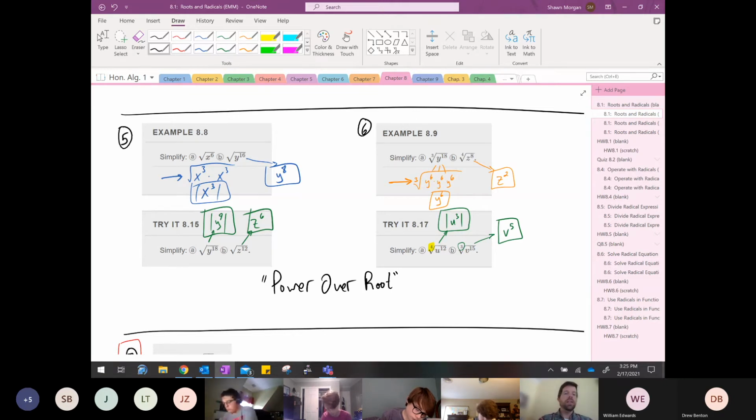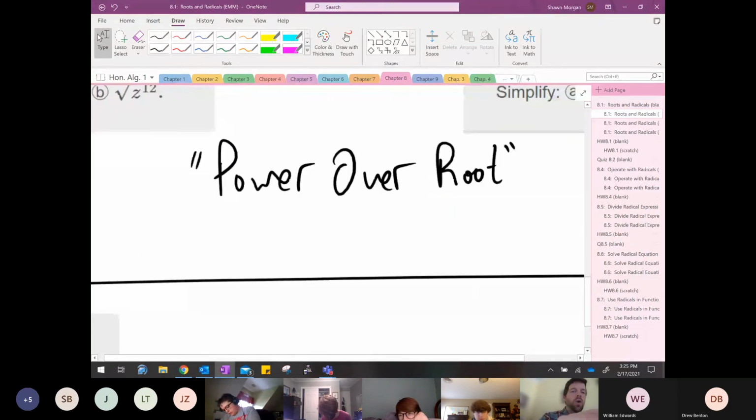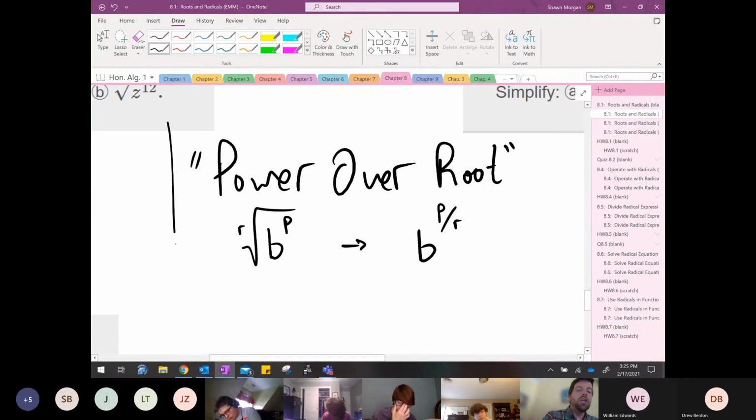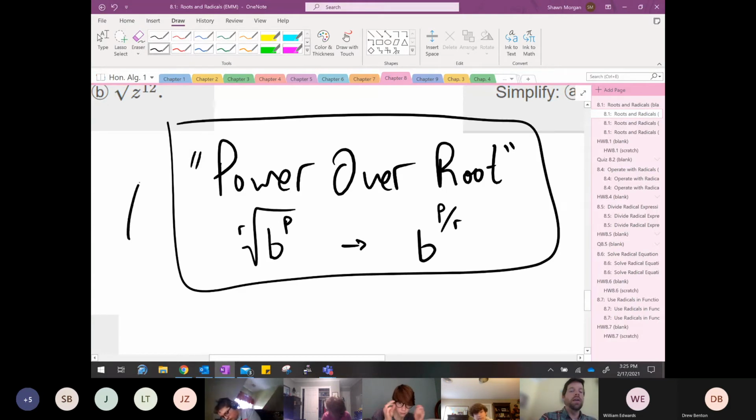In each of these examples, I can get to the answer quickly just by dividing whatever the power is over whatever the root is. I'll show you what I mean. Let me zoom in here. Power over root works this way. If I've got the rth root and I've got b to the p power, b for base, p for power, r for root, I can express this as b to the p over r. This is a huge deal. B to the p over r as power over root.